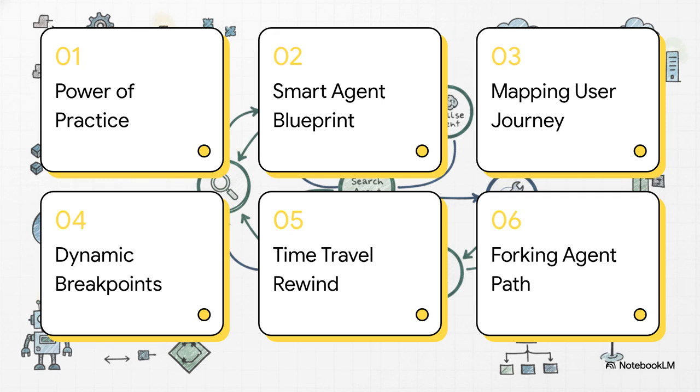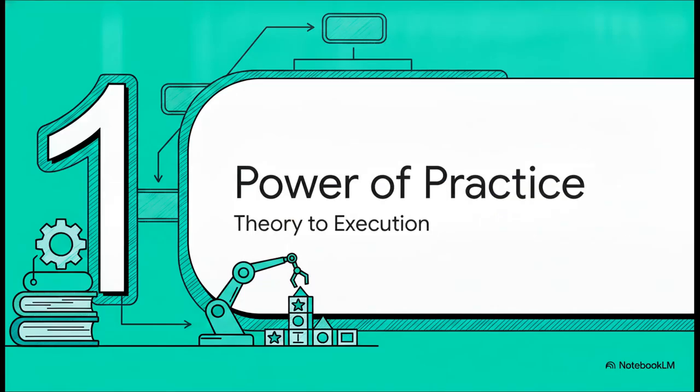Okay, so here's our roadmap for today. We'll quickly cover the power of practice, the blueprint of smart agents, mapping the user journey, dynamic breakpoints, rewinding with time travel, and finally, forking the agent's path. Let's jump into Section 1, the power of practice, moving from theory to hands-on execution.